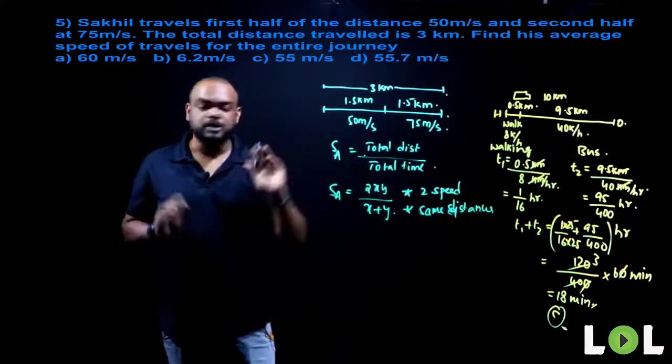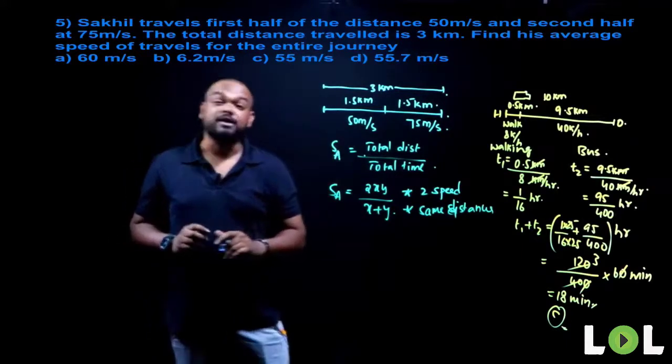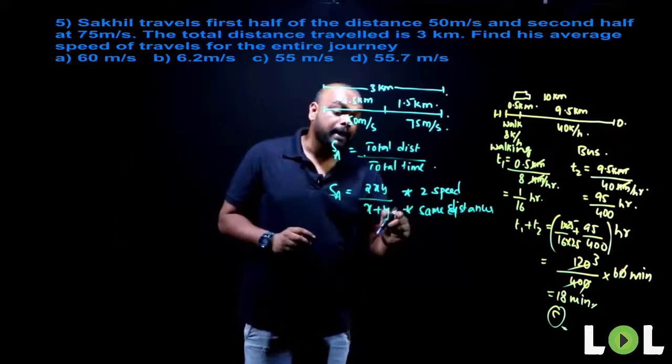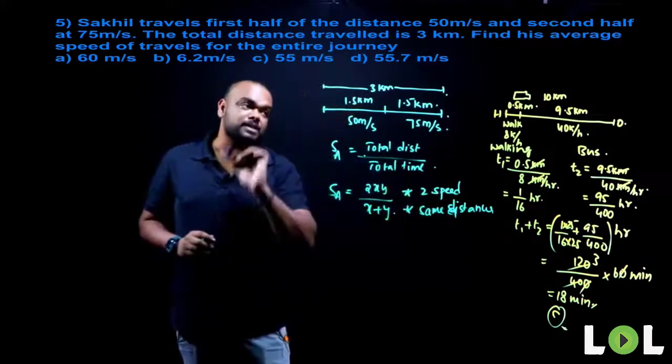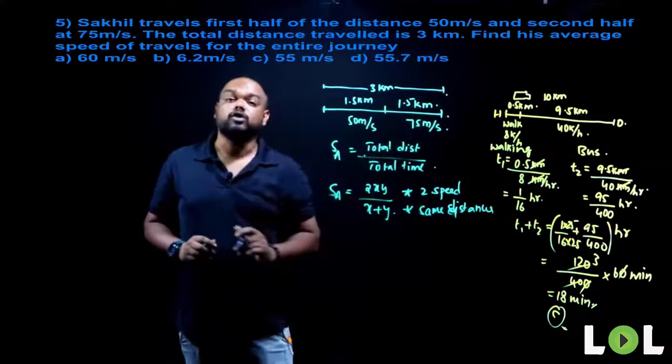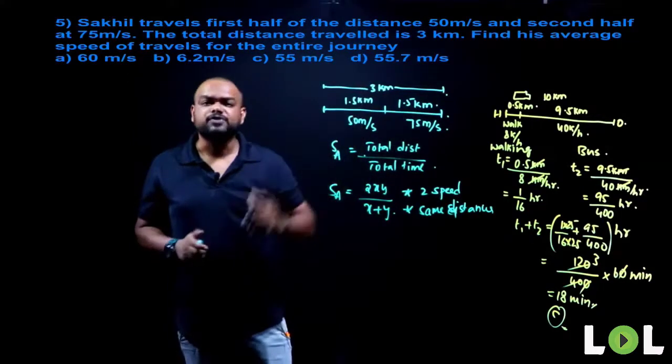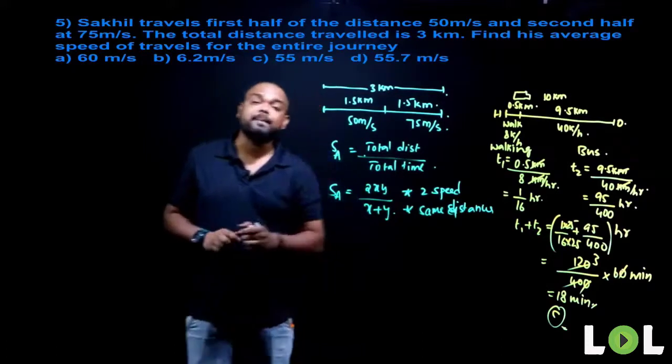Two speeds. Yes, absolutely two speeds are there. 50 meters per second, 75 meters per second. Now, at both the speeds, distances traveled must be same. Here also 1.5 kilometer, here also 1.5 kilometer. So, this is useless for us. We can directly use the speeds and apply the formula and get the answer.